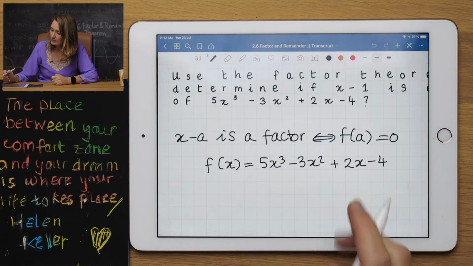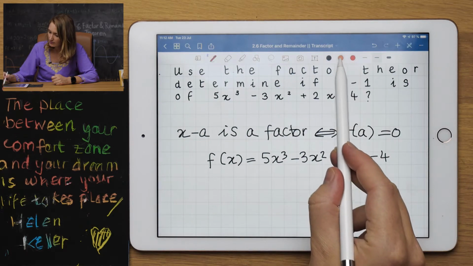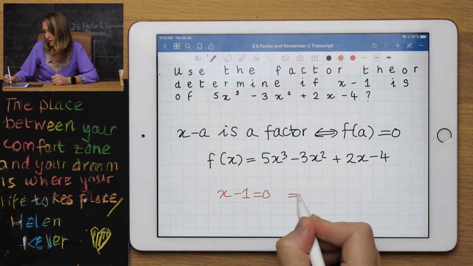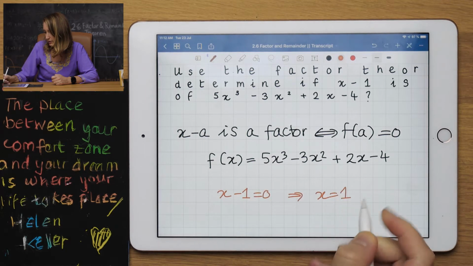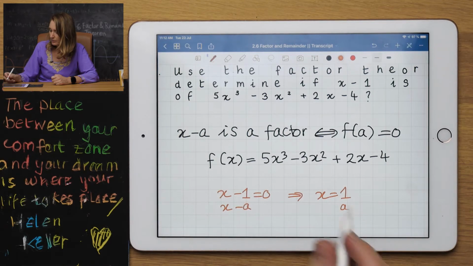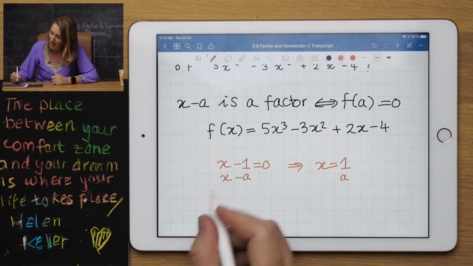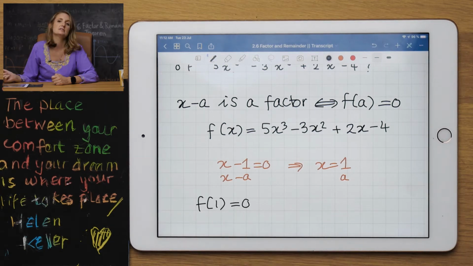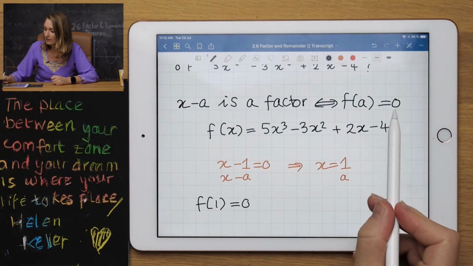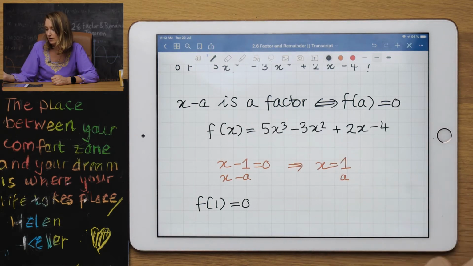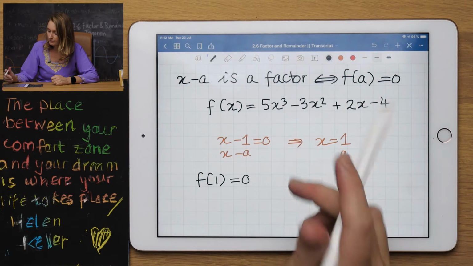Okay, now we need to determine what is a. So we can start here where we put x minus 1 equal to 0, therefore x is equal to 1. So that's going to be our a, that would have been our x minus a here. So we've got to see if f of 1 is equal to 0. If f of 1 is equal to 0, then we know that x minus 1 is a factor.